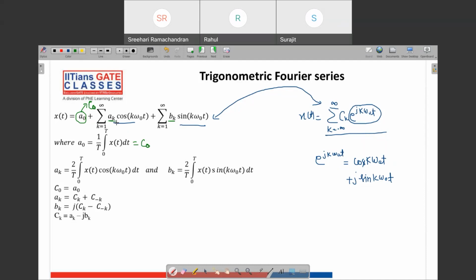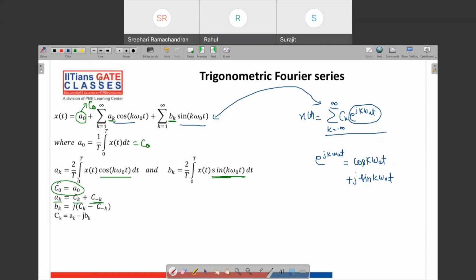Here the formula for the ak and bk will be slightly different. So ak will be given as 2 by capital T, integral from 0 to capital T of xt cos k omega naught t dt. And for bk, it will be sine k omega naught t dt. Now there is some relationship between the c and a and b. First thing we already know, c naught is equal to a naught. Now the second thing is this, ak will be equal to ck plus c minus k.